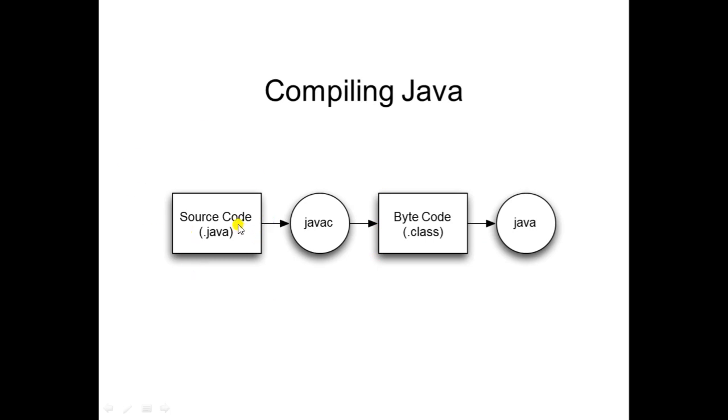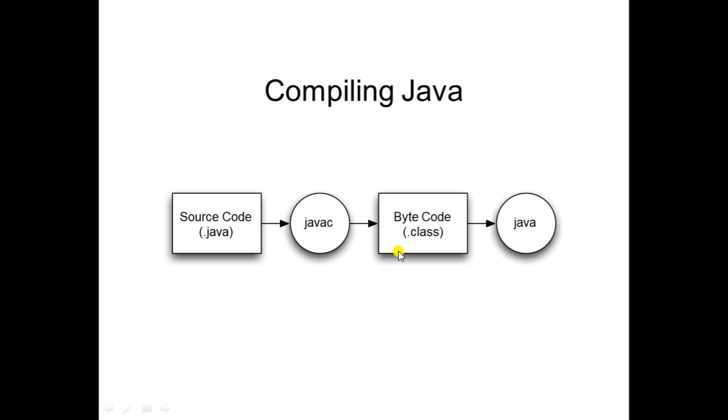Here, first you write your code in any simple editor. It can be Notepad, any editor you can have. But what makes it different from another file is the extension. Your source code file should be saved with the extension .java. Then the .java file you need to give to the Java compiler. The name of the compiler is javac.